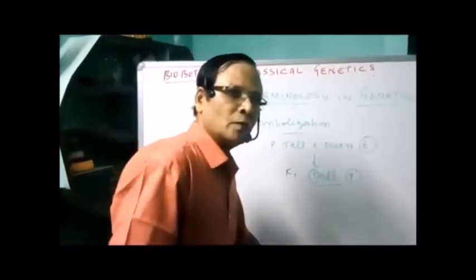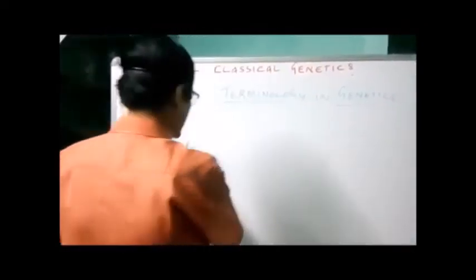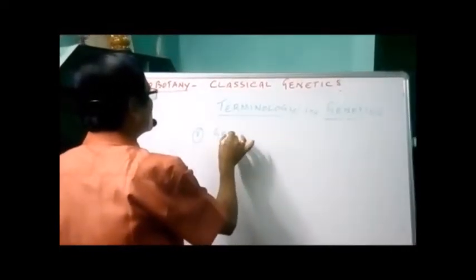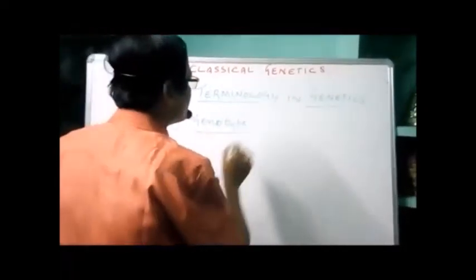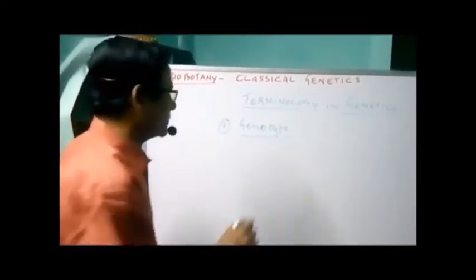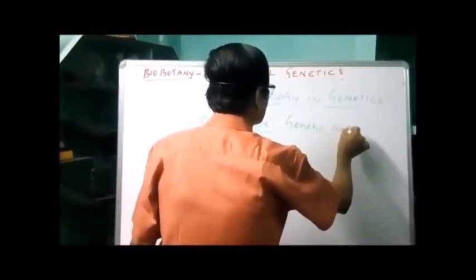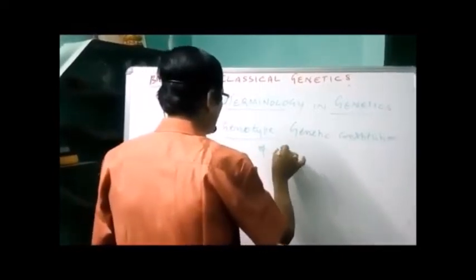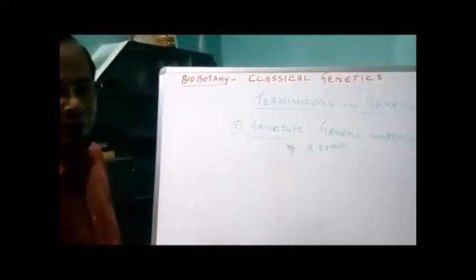The next one: homozygous and heterozygous. For that, we have to know what genotype is. What is genotype? It is the genetic constitution of a trait, or we can say the genetic makeup of a character.